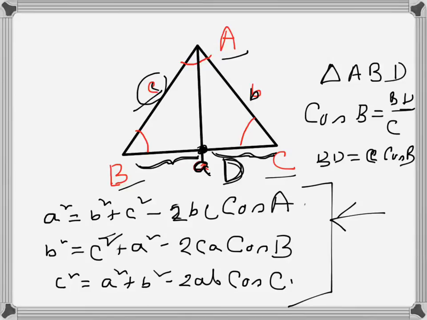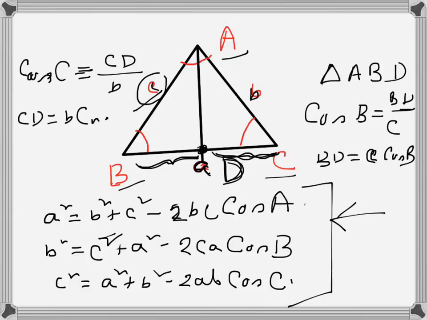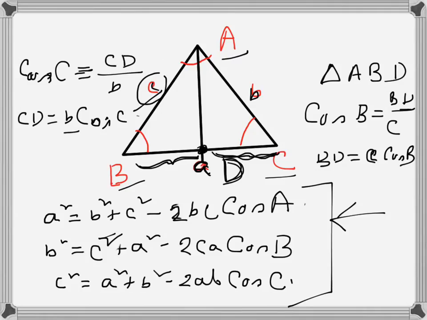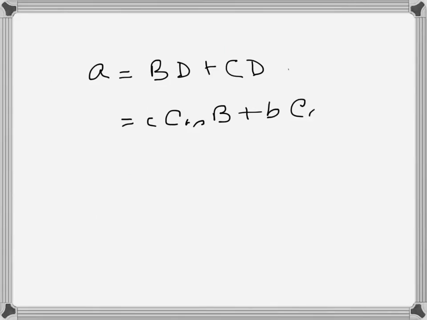Similarly, for CD, if we take the cosine of angle C, from the basic definition, it will be CD, which is the adjacent arm, divided by the hypotenuse, which is b. So CD can be written as b cos C. So BD is c cos B plus CD is b cos C. So this is a.